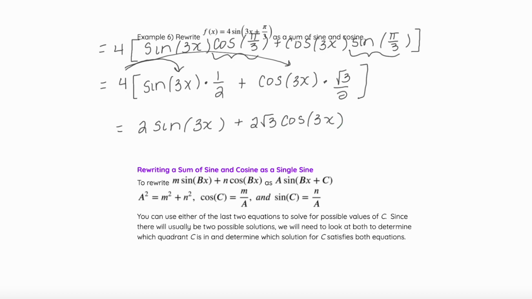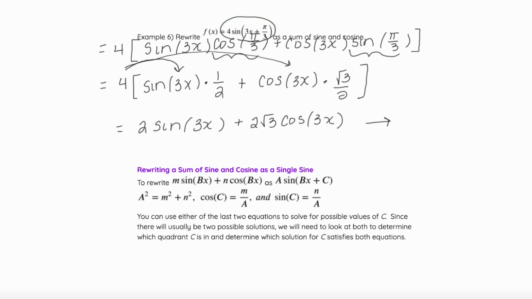Nothing else that we can do here. I guess we could factor out the common factor of 2, but it is just as easy to leave this as is. Which leads us to the bottom portion, asking us to rewrite a sum of sine as a single sine. So starting from here, I want to rewrite it how we started. That would be our goal.